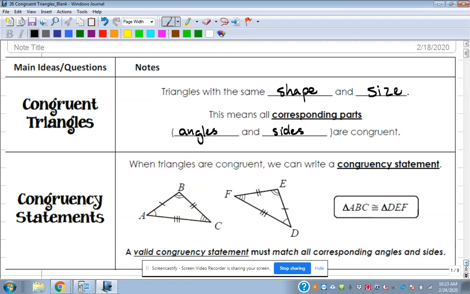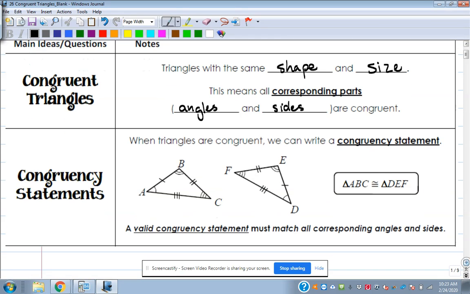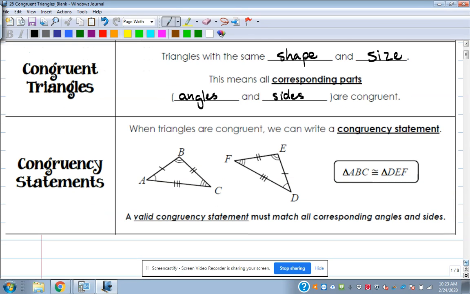That's what I'm trying to tell you. You cannot change it up. It's got to be corresponding parts. So a valid congruency statement must match all corresponding angles and sides, depending on what you have.